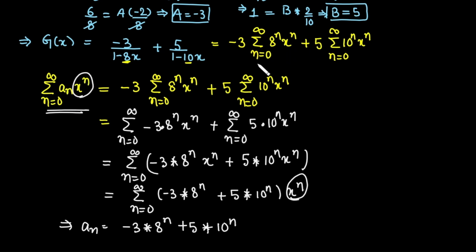We just need to figure out whether the summation index is the same and x raised to power n is common or not. Take all other terms as a part of a_n, as minus 3, 8 raised to power n plus 5, 10 raised to power n. That is the direct value of a_n. You can fetch it from here. So this is how the generating function is useful to find the solution of a recurrence relation.